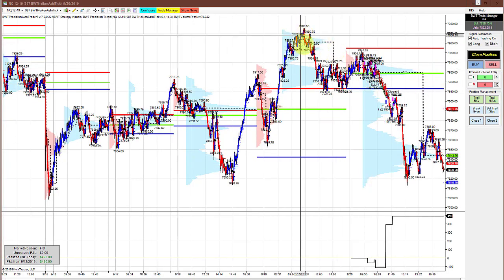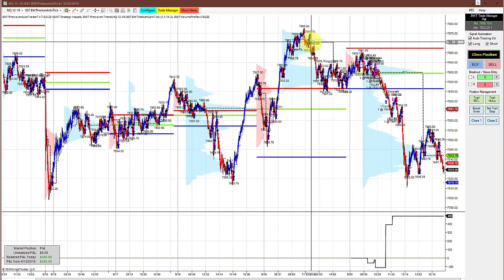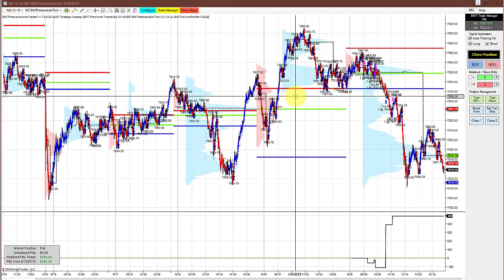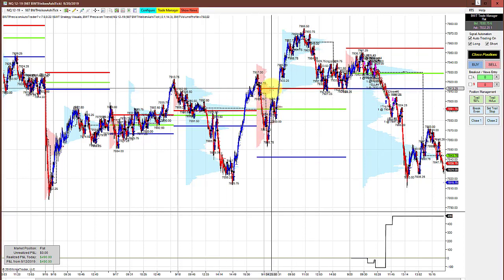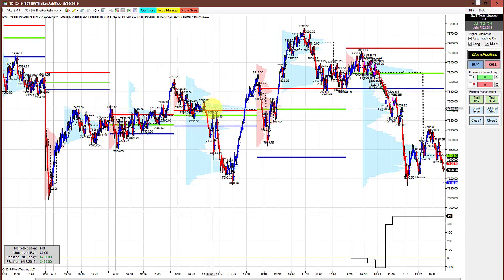So the low of the value area from this day, the 19th, was also the high of the value area for the 18th. So this red line here is the high of the value area for this day.